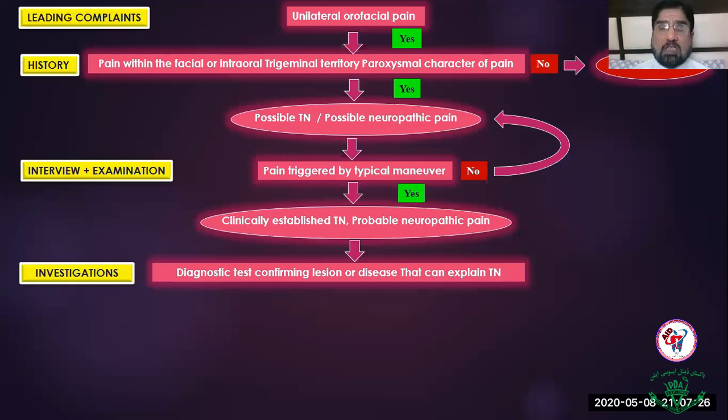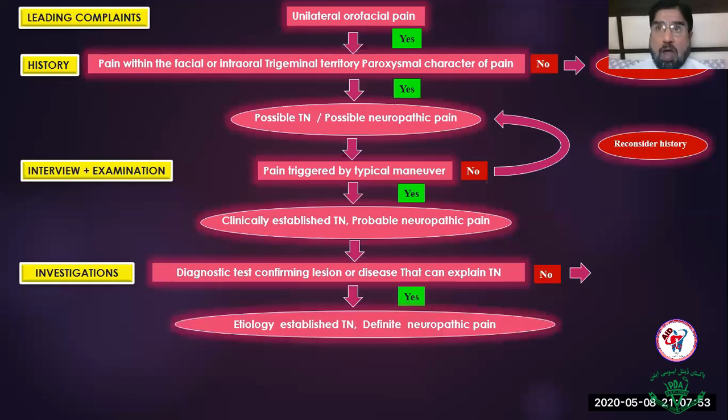After taking the MRI, if you find something, then you are going to have a certain type of neuralgia, and if it is not there, then you have a different type of neuralgia. What is that? I am going to tell you later on. But you now have the clinically established trigeminal neuralgia. You have to separate it from neurogenic pain.